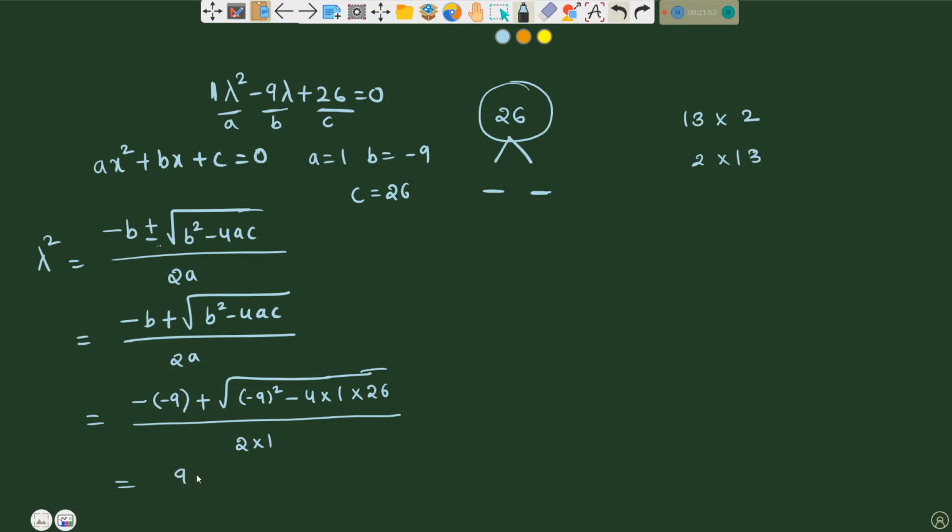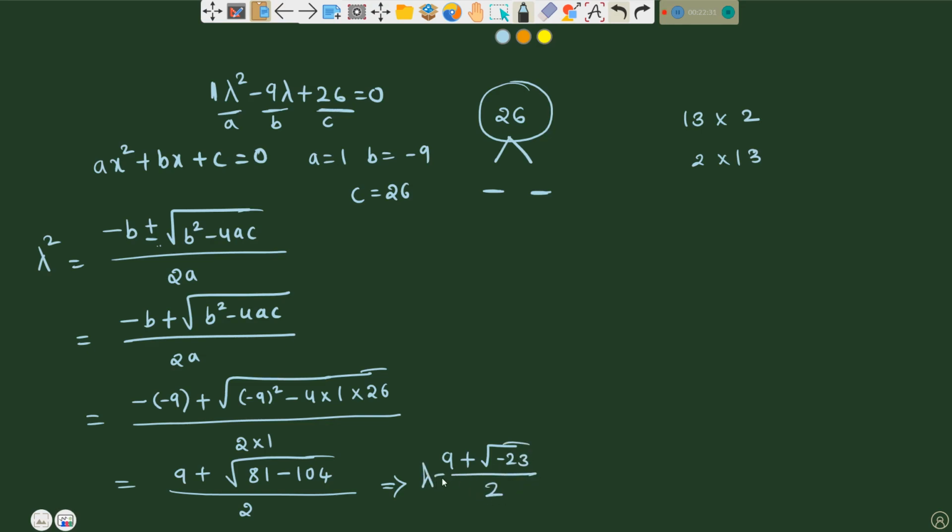Now minus into minus 9 is plus 9, correct, 9 nines are 81 minus what is 26 times 4? This will become 104, into 1 is 104. 26 into 4 is 104, into 1 is 104 only. 2 into 1 is 2. Now this has become 9 plus under root, what will it become? 81 minus 104. If you do, you will get what? Under root minus 23 divided by 2.